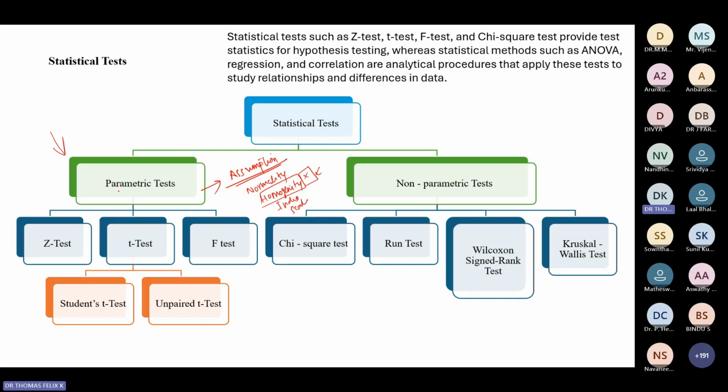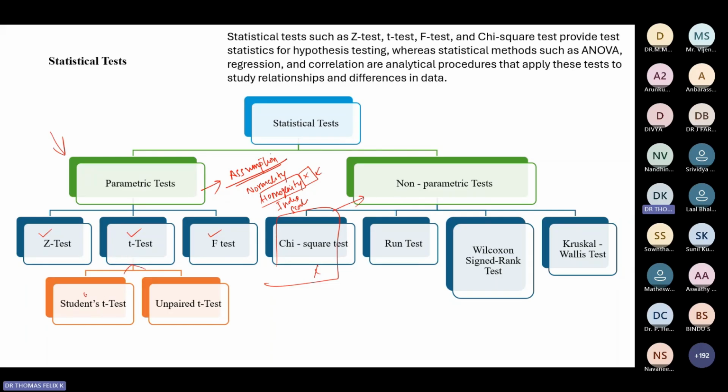Now if it is a parametric test, which tests do we have to use? The major tests are the Z test, T test, and F test. The chi-square test generally comes under the non-parametric tests, even though we sometimes use it under parametric. Anyhow, I'm not going to touch the chi-square. We will see in depth the Z test, T test, and F test. Within the T test, there are two categories. One is the student T test.